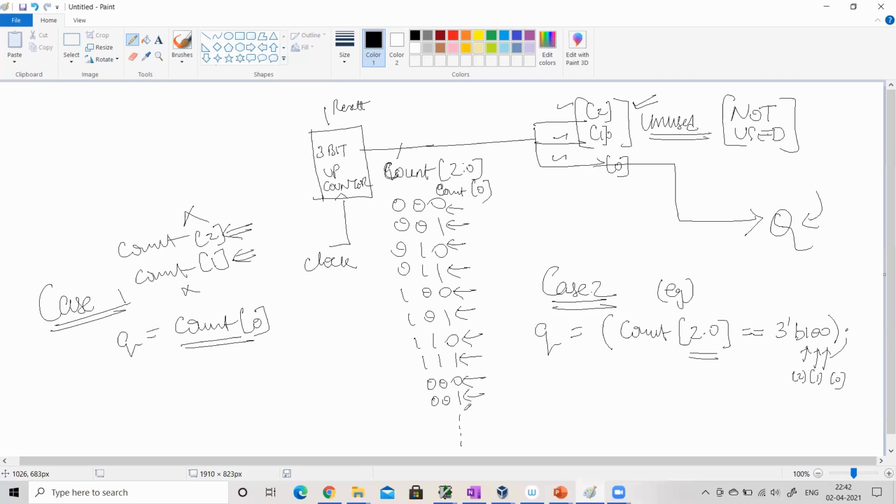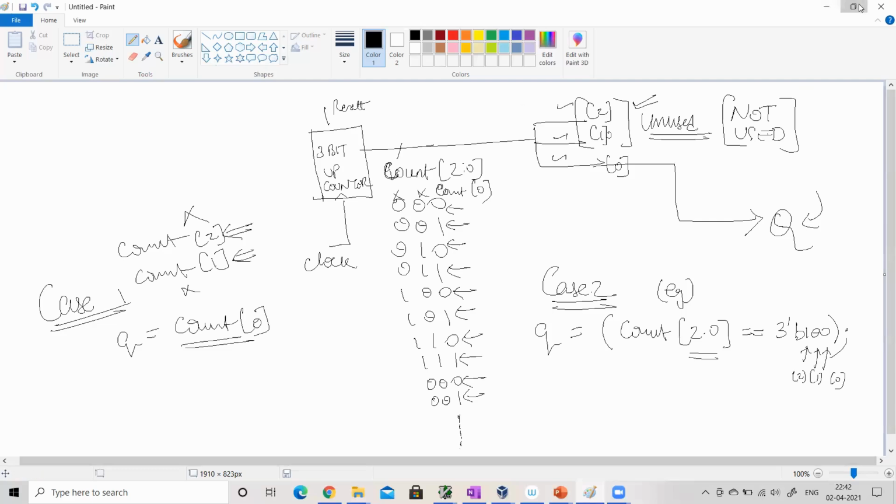Kindly note, we will come to this. This is toggling on every clock cycle. And these two outputs of the counter are unused, and my Q is just tapping from the count of 0. This is what we are seeing in the RTL code. Case 2 is just an example. Case 1 is what we are seeing in the code.